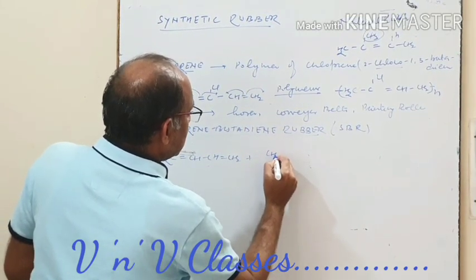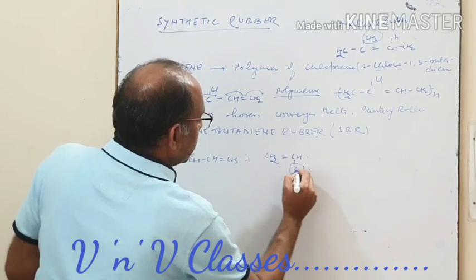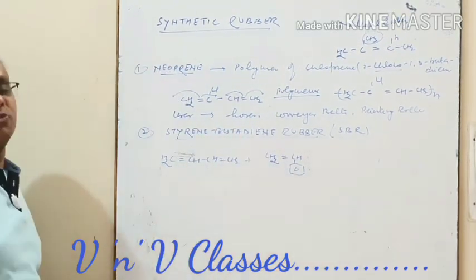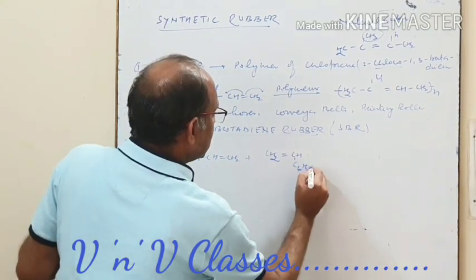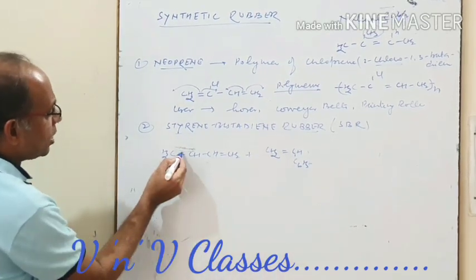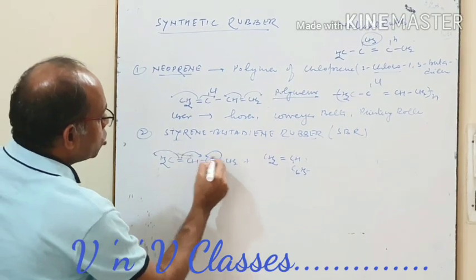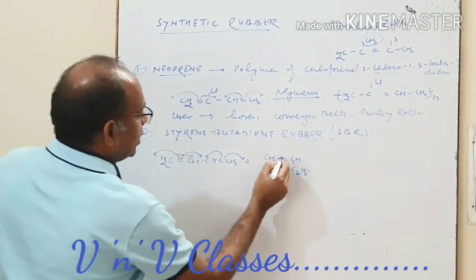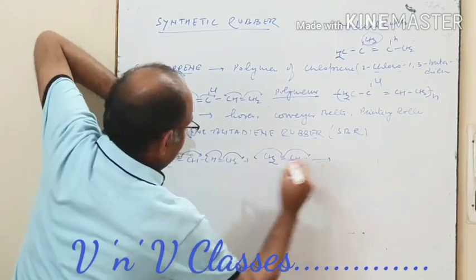How do we write it? This is CH2 double bond CH and this is benzene. You can also write C6H5. The meaning is the same. Again it polymerizes. Now again the bond is there. You check it now. This bond will open on both sides, this bond will also open on both sides, and this bond also opens on both sides. Now check it yourself.